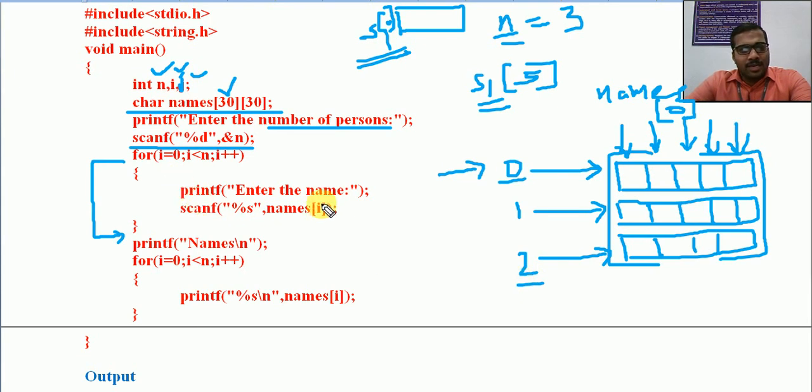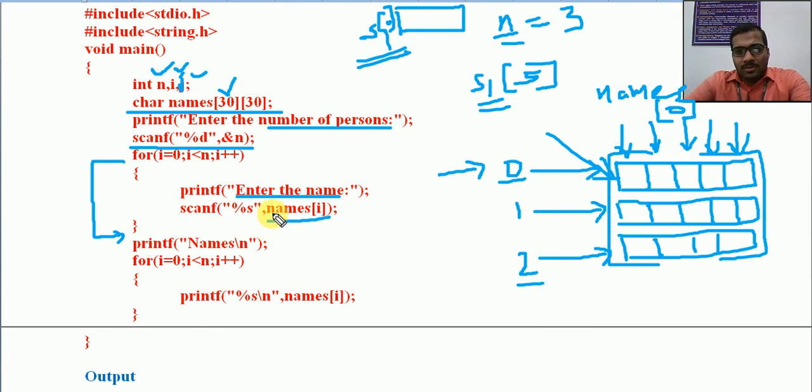Now enter the name. So one question is being asked. Now I is 0, enter the name. What am I going to scan? Scan of percentage s, names of I, names of 0. That means it points to this one. Names of 0 points to this one.